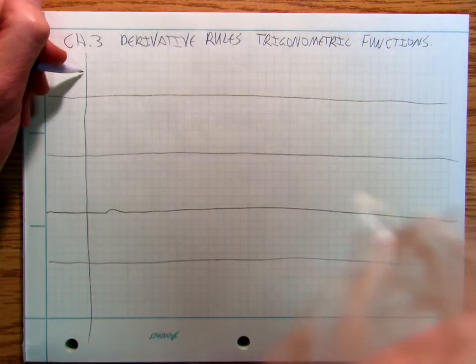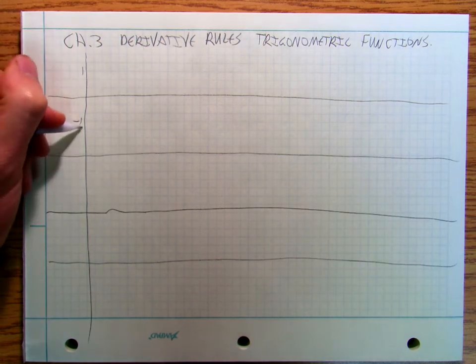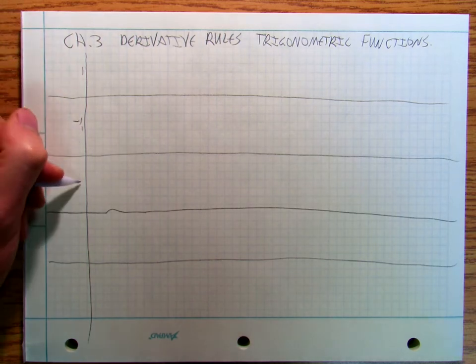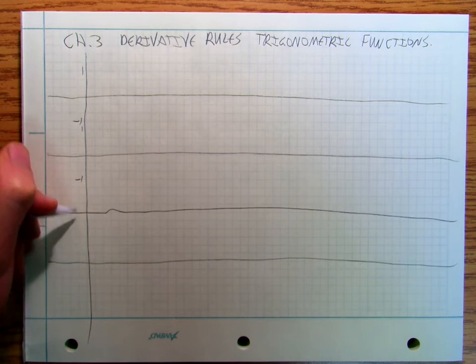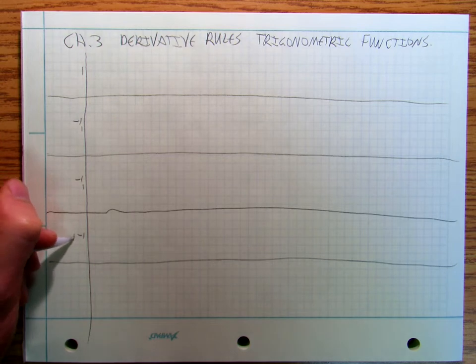And so let's go, that's 1, negative 1, 1. I'm going to stack them up here. Yeah, they're definitely getting stacked up.